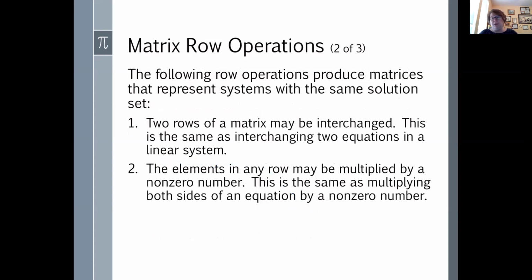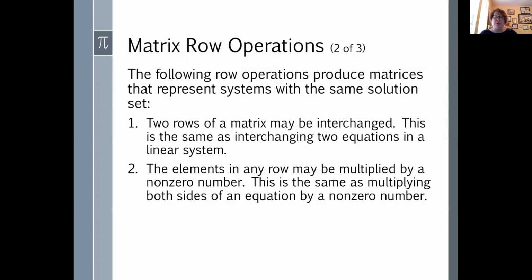The first thing you can do to any matrix and get an equivalent augmented matrix is you can interchange any 2 rows. This is the same as taking your system of equations and writing 2 equations in a different order. And you can do that. There's nothing sacred about this has to be the first equation, this one has to be the second. You can write the equations in any order you want.